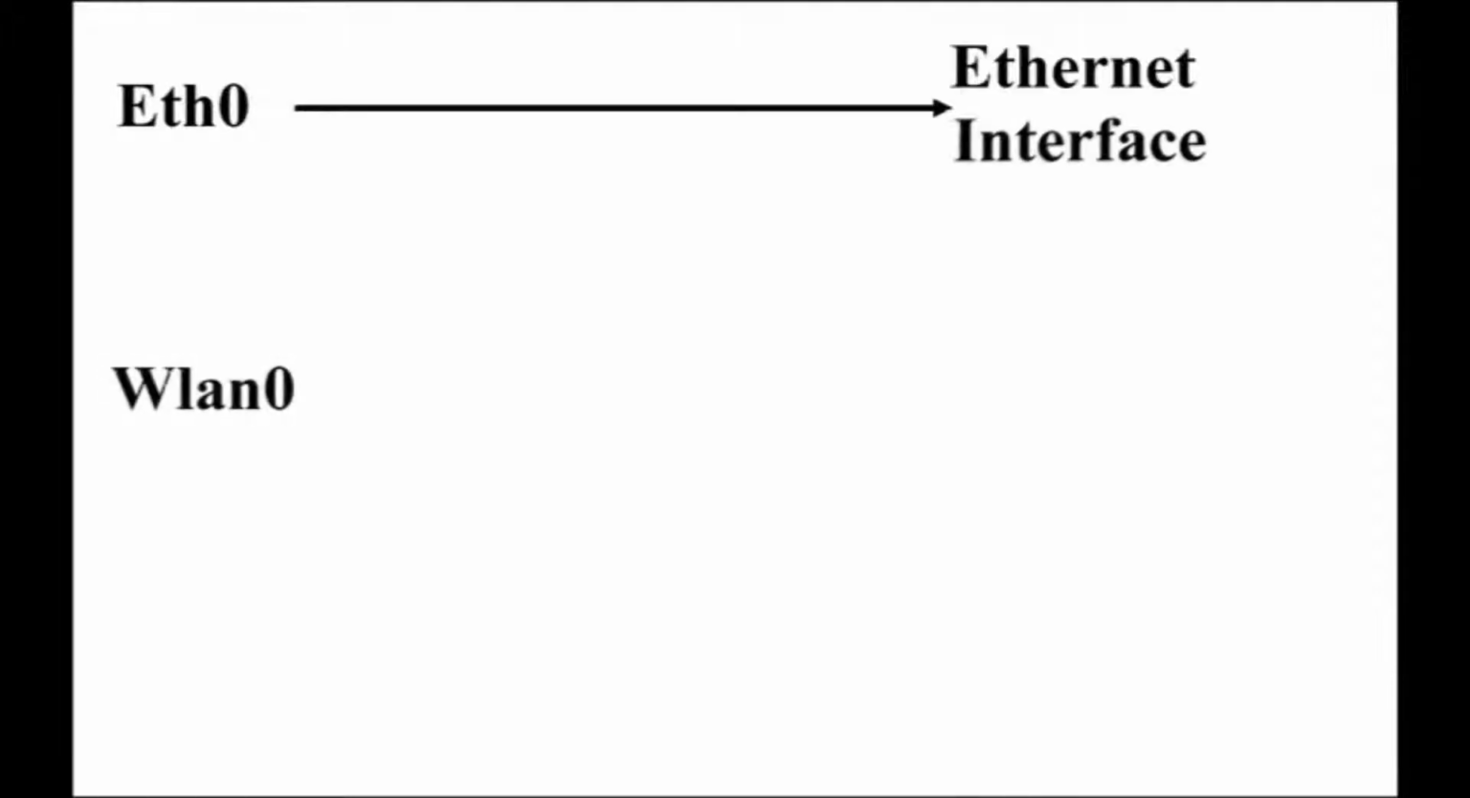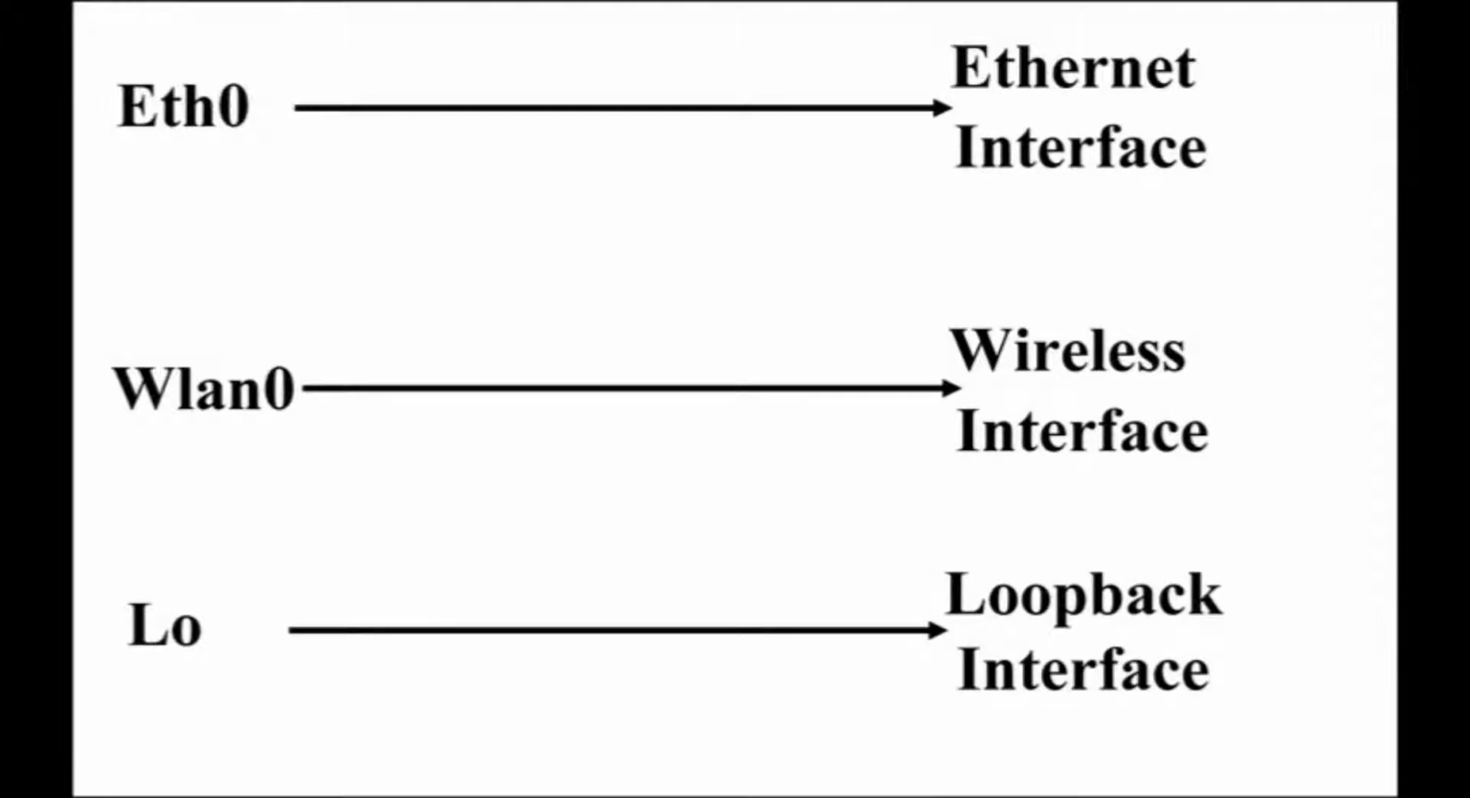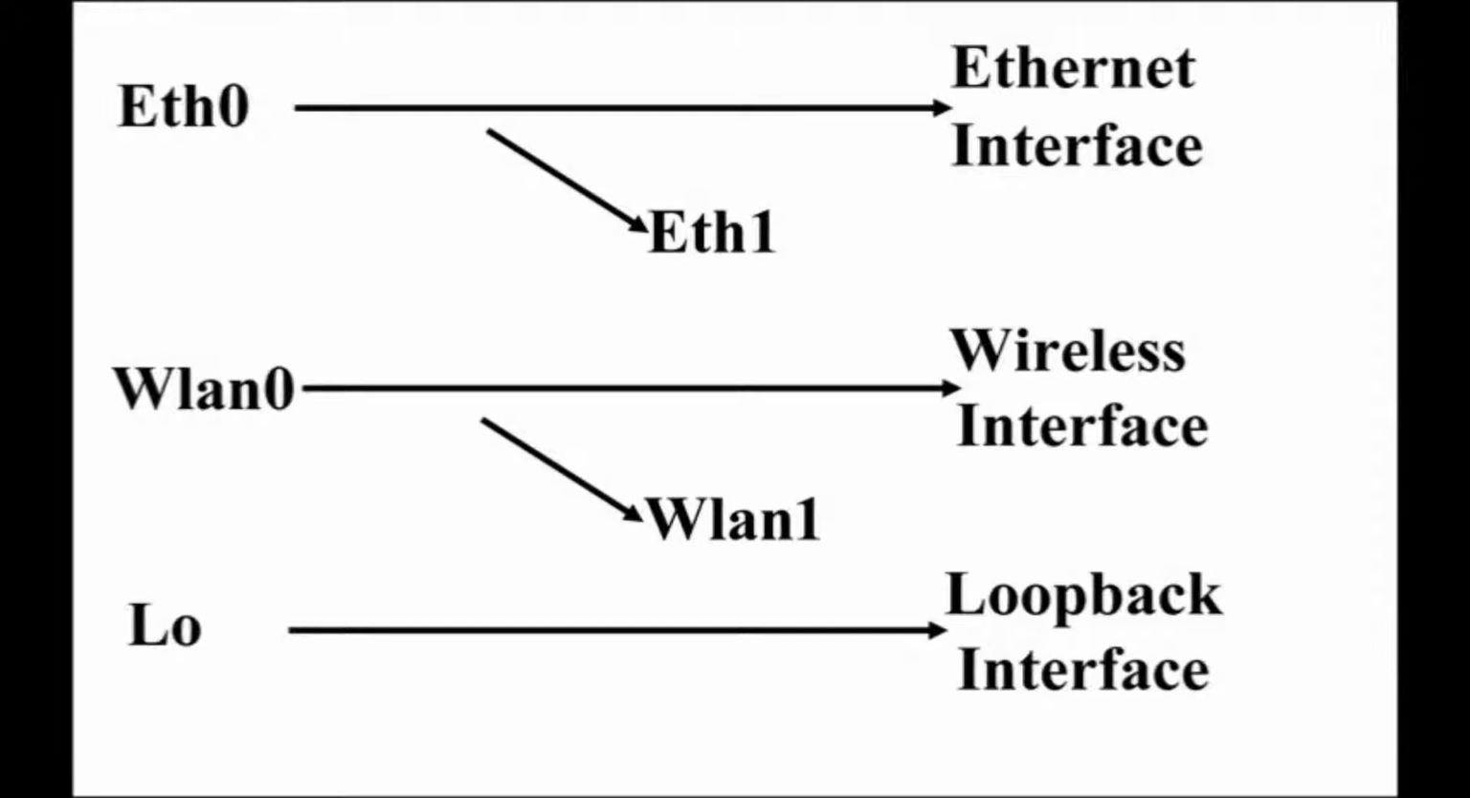Network diagnostics. We will now discuss the various network diagnostic tools available on the Linux system. Linux uses the following abbreviations for the available network interfaces. eth0 is the Ethernet interface. wlan0 is the wireless network interface. lo is the loopback interface. If there are additional Ethernet or wireless interfaces available they will be referred to as eth1, wlan1 and so on.